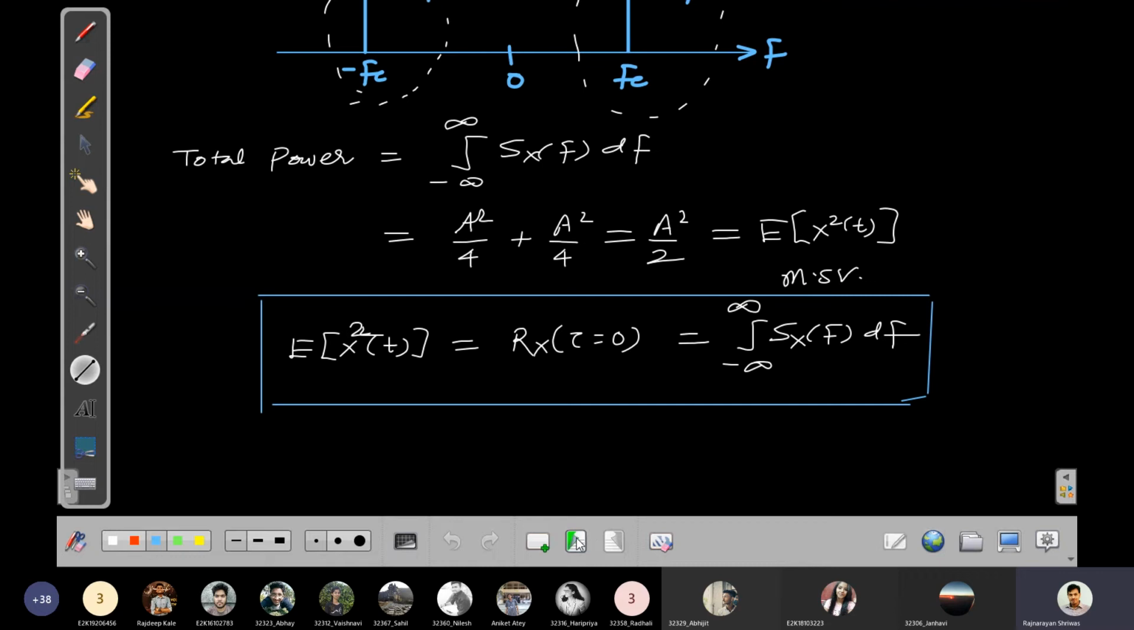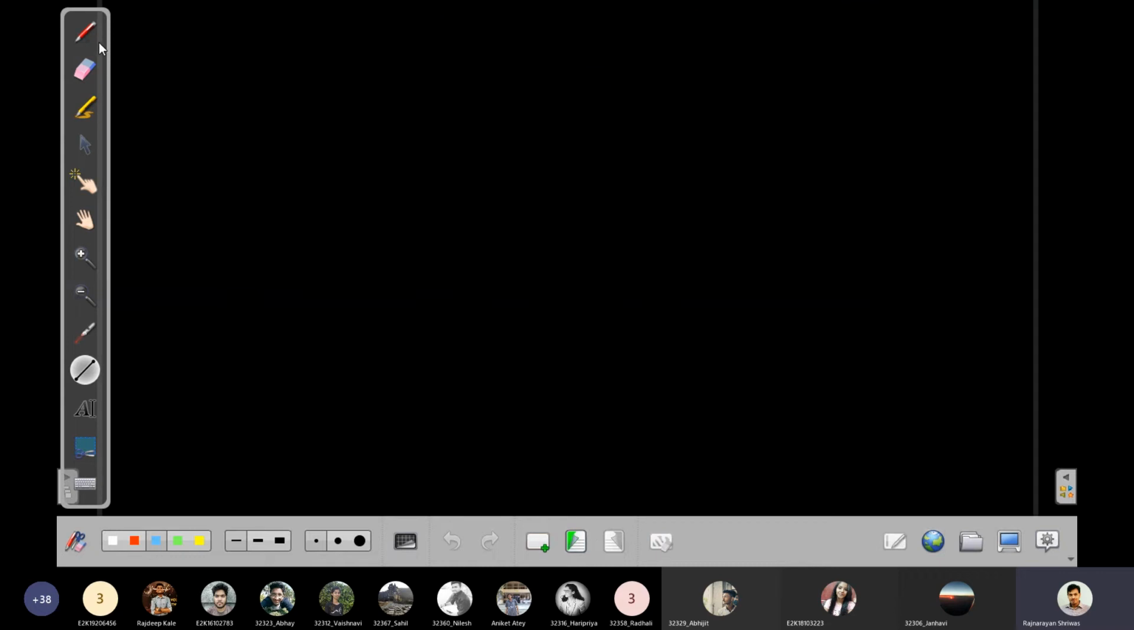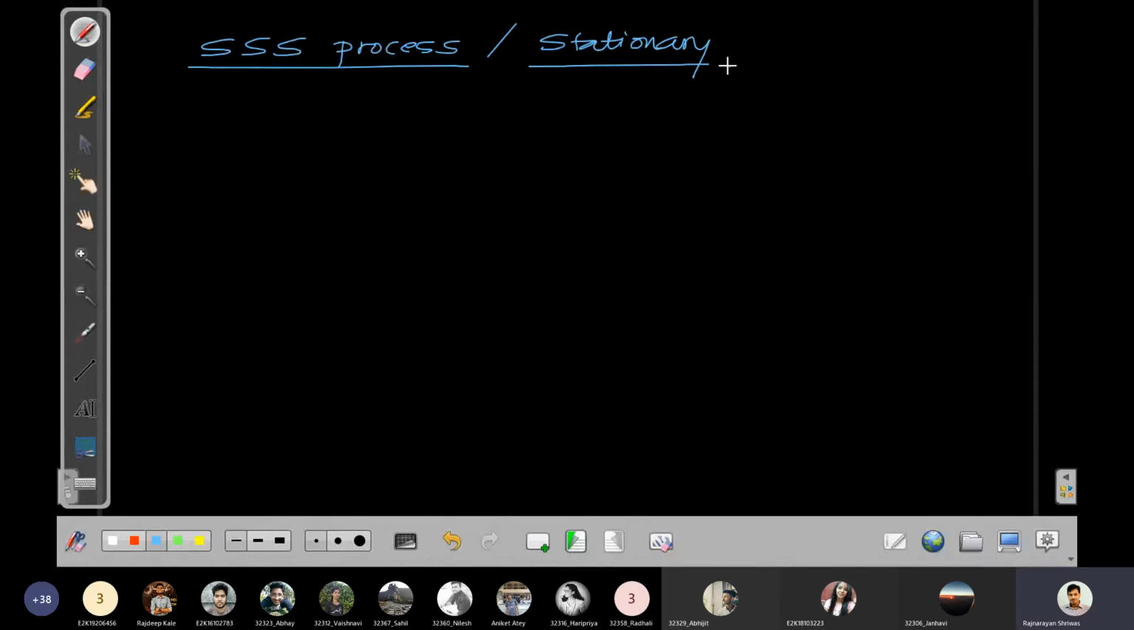So the given problem that I have chosen was an example of a WSS process. Okay, next let me write the SSS process. This is a second classification: SSS, or you simply call it a stationary process, the strict sense stationary process.